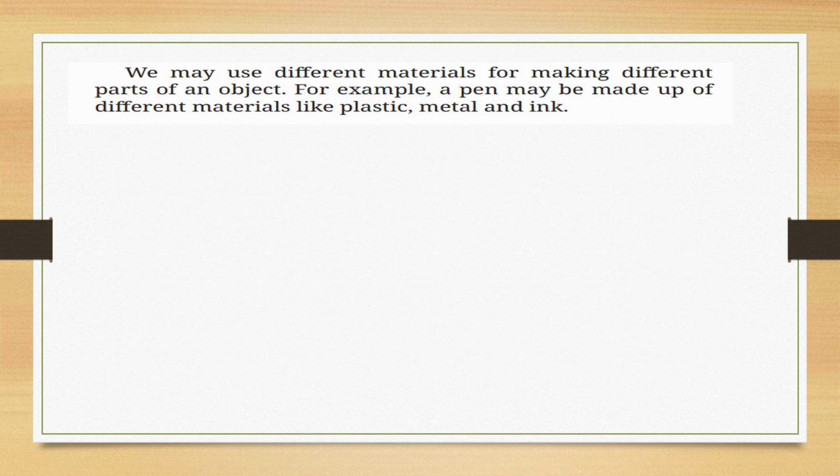We may use different materials for making different parts of an object. For example, a pen may be made up of different materials like plastic, metal, and ink.